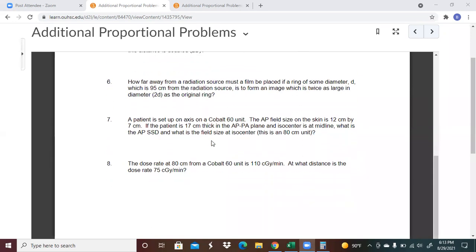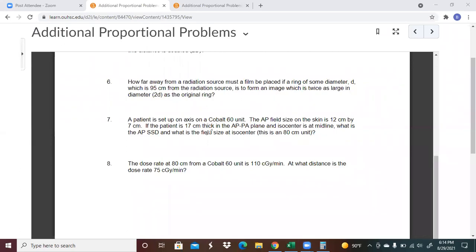Now, let's go down here. A patient is set up. Now, there's a lot of cobalt 60 in these problems. And I understand that most therapists, when they get out today, are rarely, if ever, going to work on a cobalt unit. However, they do make for some nice similar triangle problems. And on top of that, get you to understand the relationships between dose rate as well as similar triangles and things of that sort. So they do have their usefulness.